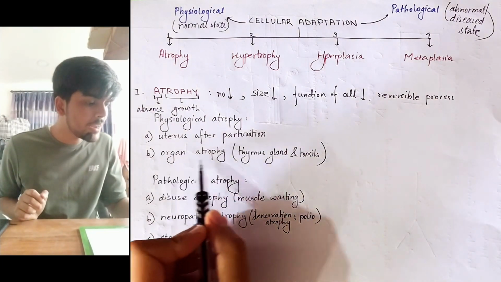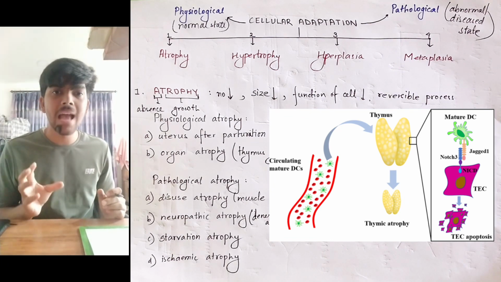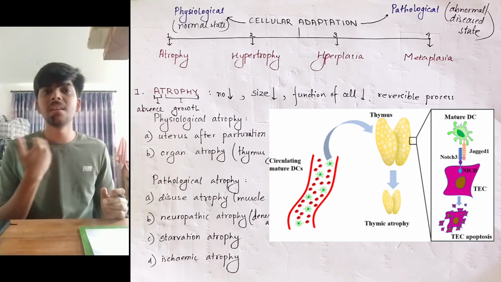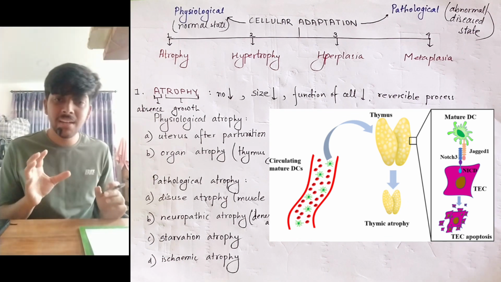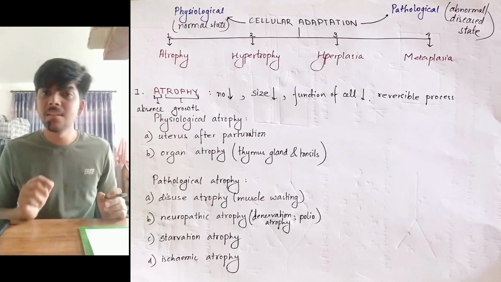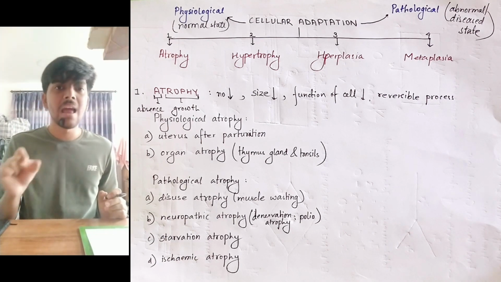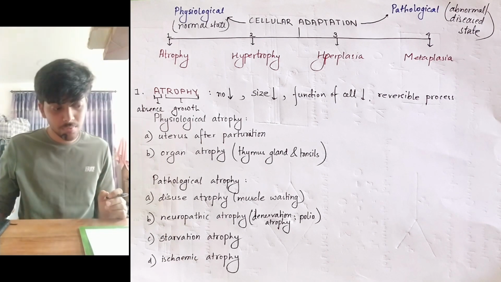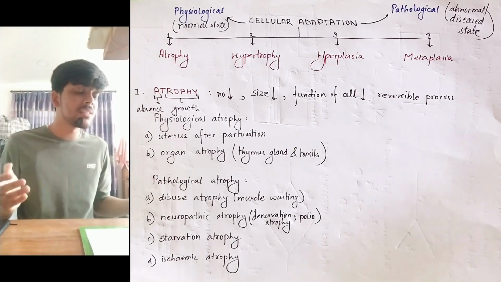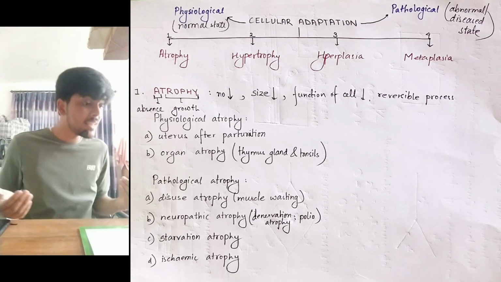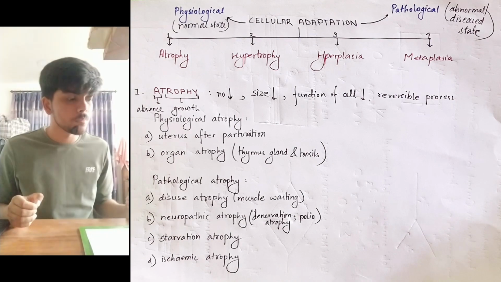Second, organ atrophy. So as you grow older, there's an organ called thymus gland, which is found near the neck region. So this thymus gland eventually degenerates or decreases in size as you grow older. The same applies for tonsils as well. Tonsils also grow smaller in size as you grow older in age. This is a normal process that takes place in all human beings. So it's a normal physiological process. So organ atrophy is an example of physiological atrophy.